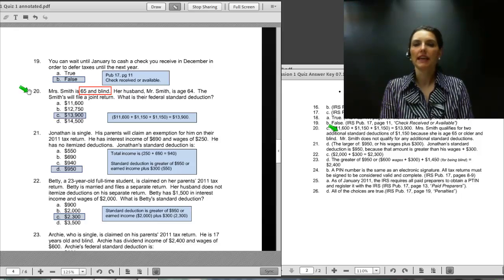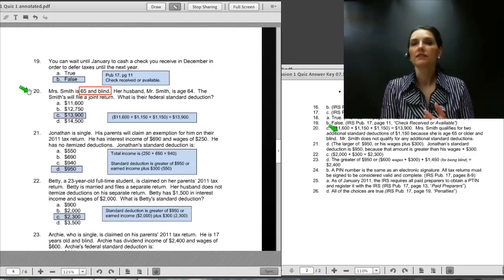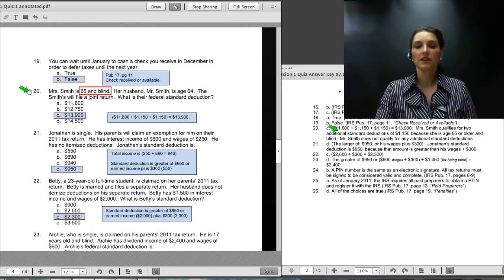Well, we begin by taking the original or basic standard deduction for a married couple, which is $11,600, twice that of single, and single is $5,800. And then we add $1,150 for each occurrence that allows an increase to the standard deduction. You are allowed an increase of $1,150 for being age 65 and older and for being blind. Mrs. Smith is age 65 and blind, so that's two occurrences of the extra standard deduction. $1,150 plus $1,150 plus $11,600 makes her standard deduction $13,900.